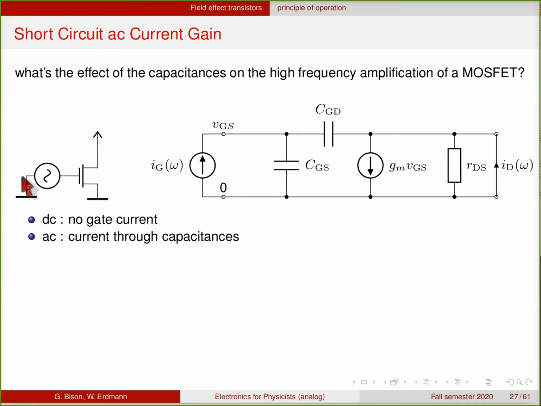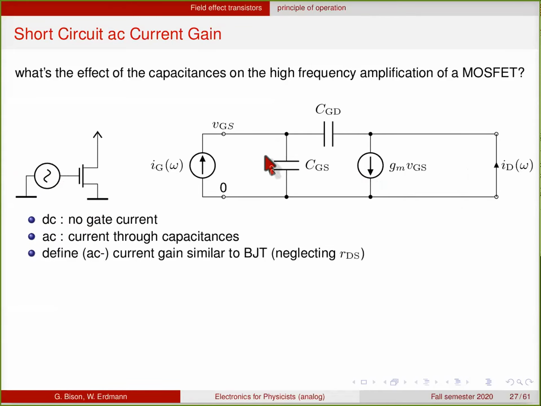So let's apply an AC voltage to the gate of an NFET with a grounded source. There's no DC gate current, but when you apply an AC voltage, then due to the capacitances, there will be an AC current here. You can also see this from the small signal picture. And we define the AC current gain similarly to the bipolar transistor by the ratio of the drain current as a function of frequency divided by the gate current as a function of frequency. And here we neglect the output conductance.